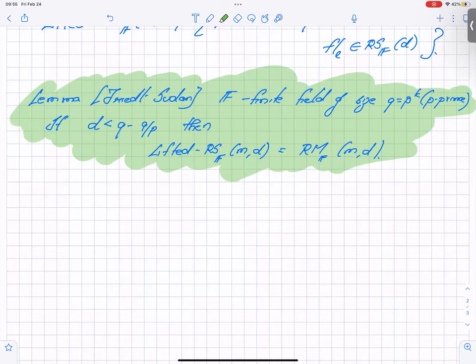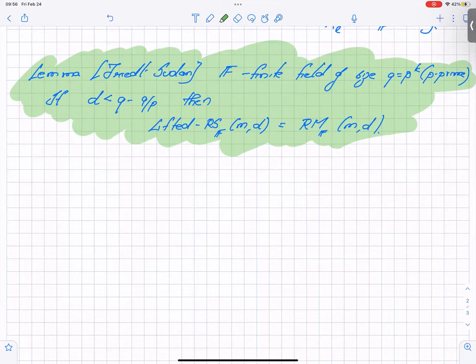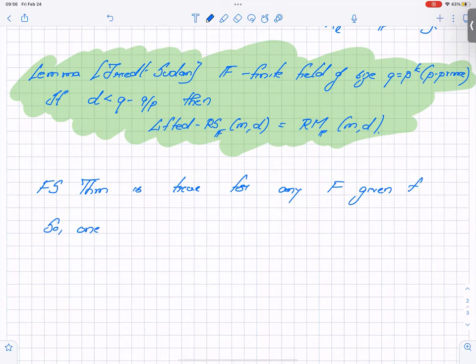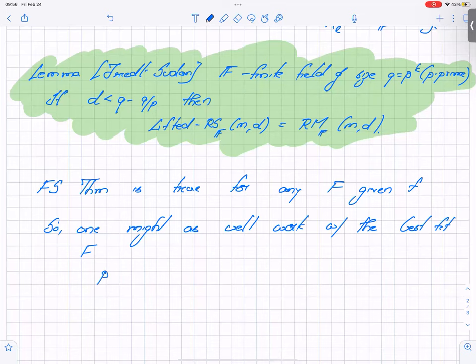Good. I'm coming to Mrinal's question. The Friedl-Sudan theorem is true for any f, so given a particular f, one might as well work with the best fit. Let's define this polynomial P of f, d, at L.